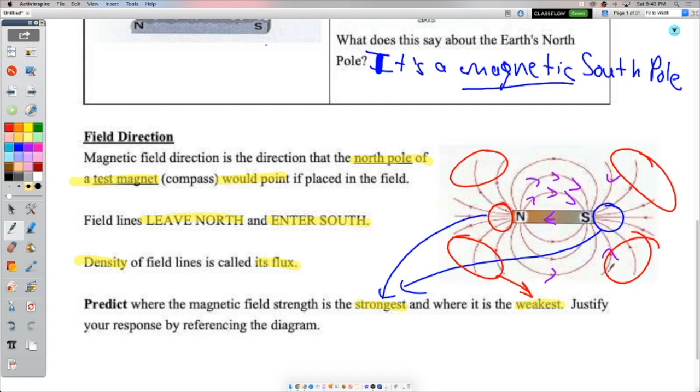Remember though, this diagram kind of just ends wherever it feels like. This could go on forever and ever, right? It could go on up here. Technically, it's going to be even weaker. Over here, it's going to be even weaker, right? There's no point where it just ends completely, but you can imagine these are going to get less and less dense as we move away from the magnet.